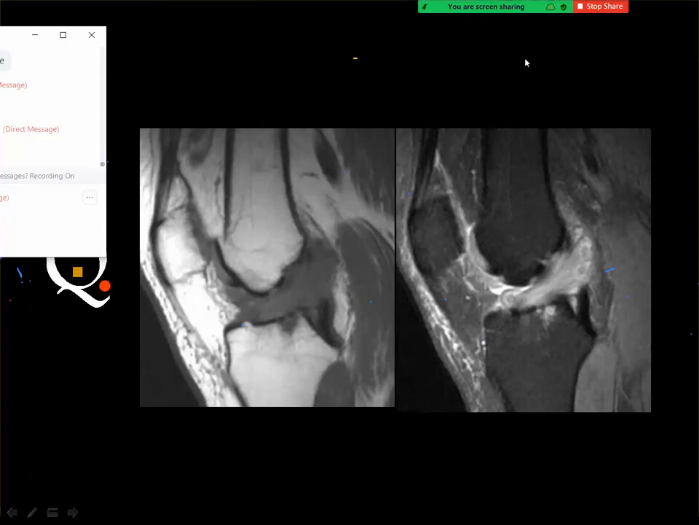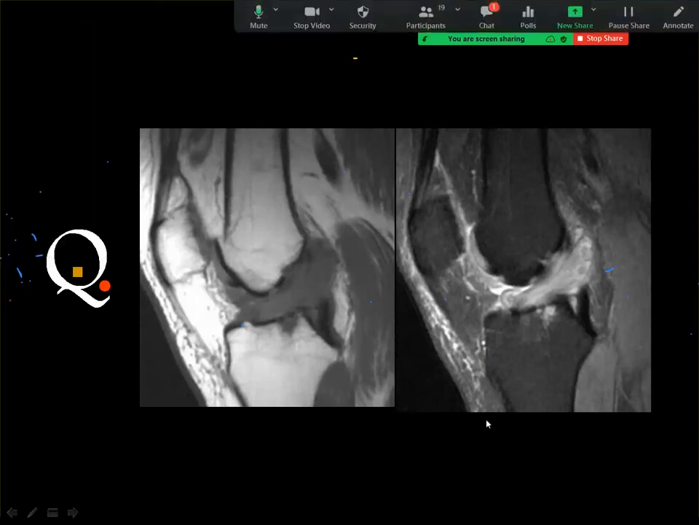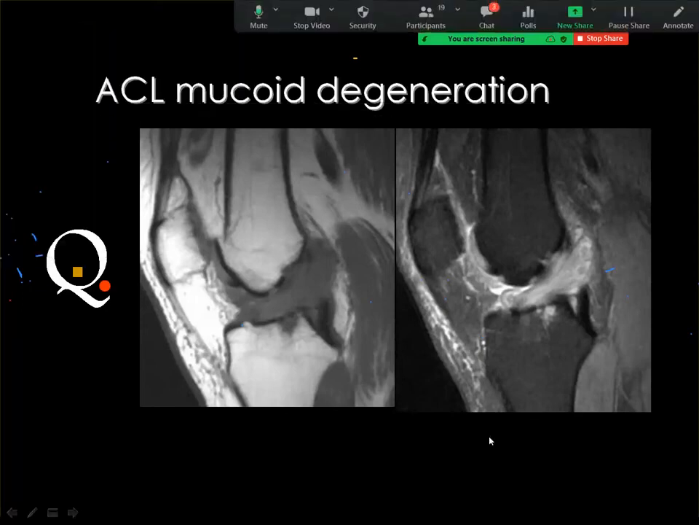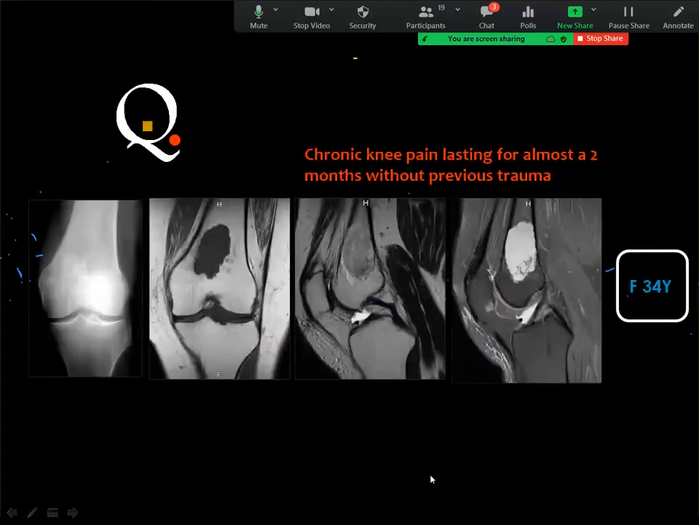No, this is not an ACL tear. Mucoid degeneration, yes, this is right. This is ACL mucoid degeneration. You know the celery stalk sign, and you get significant swelling of the ligament with some intact fibers running side by side to the degenerated fibers, which show abnormal signal. Next case.